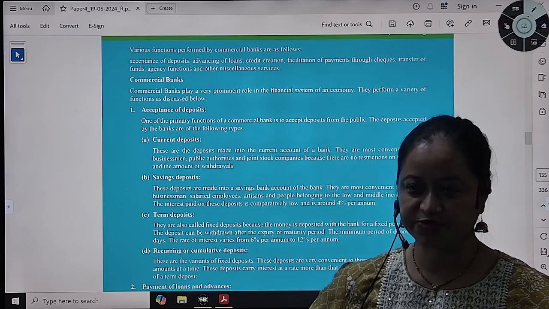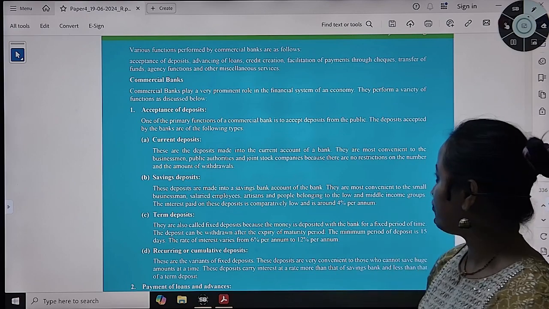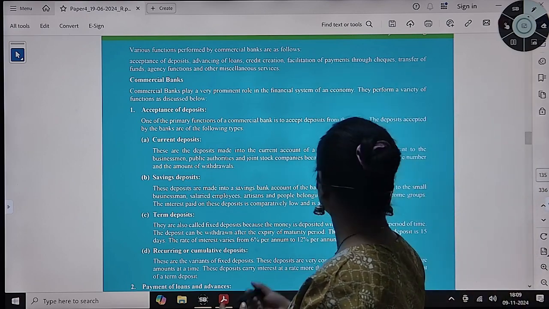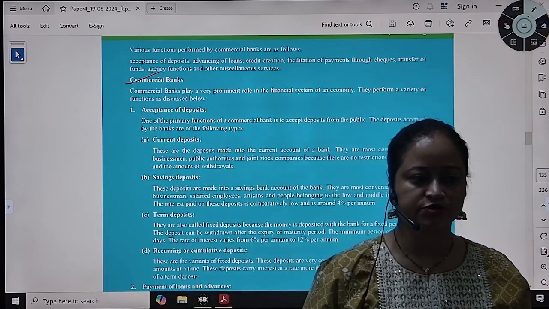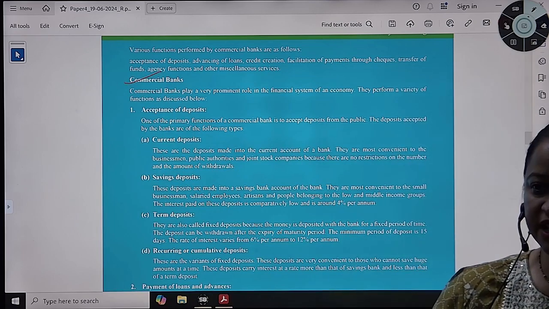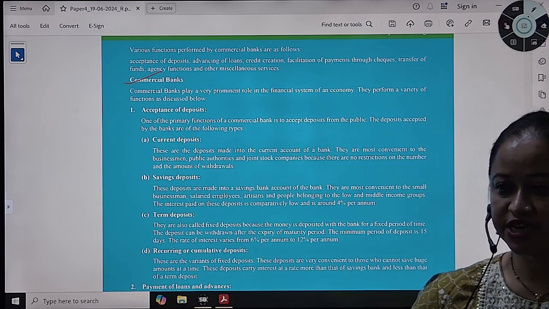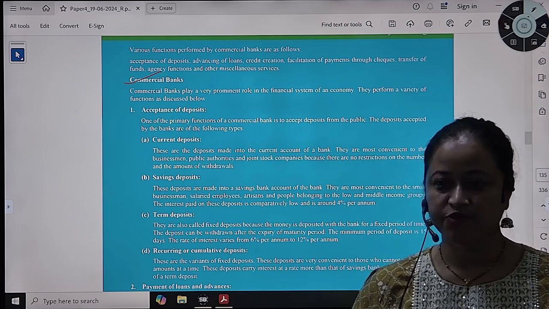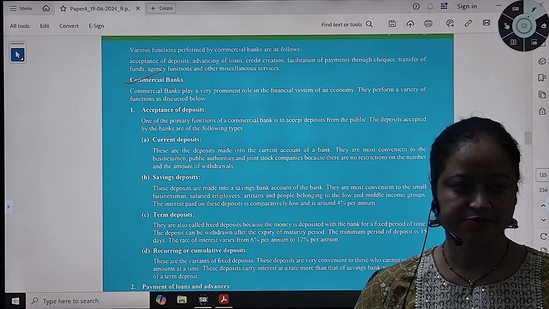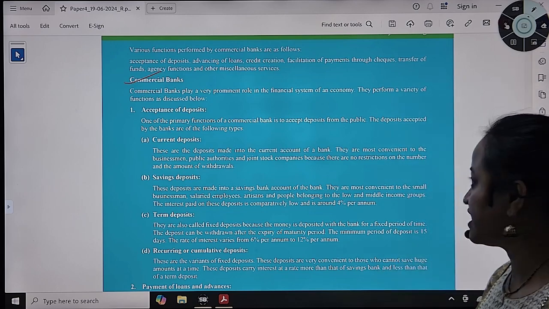Last class it was money, right? So today we'll start with banking. The first one will start with the meaning of bank. What is a bank? A bank is a financial institution which accepts deposits from the public and provides loans and advances to the general public, right? So that is what a bank is all about.